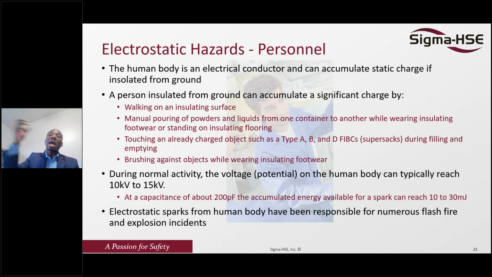However, during dumping, if you are not grounded, charge is being generated. And if the ignition energy is less than 30 millijoules, automatically you can be engulfed in the flammable atmosphere because you are dumping under abnormal situation. Maybe a cloud is going to form around you, whether vapor, gas or dust. And if you're not grounded, you can discharge enough energy that could actually ignite this material.